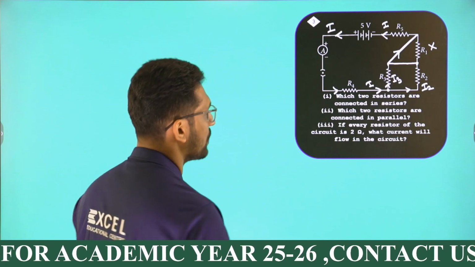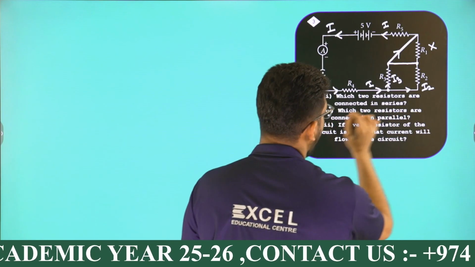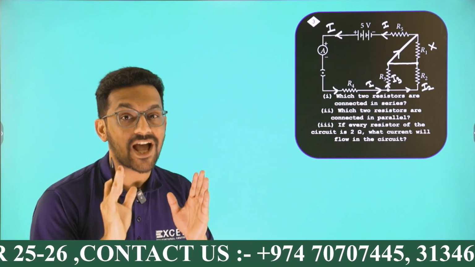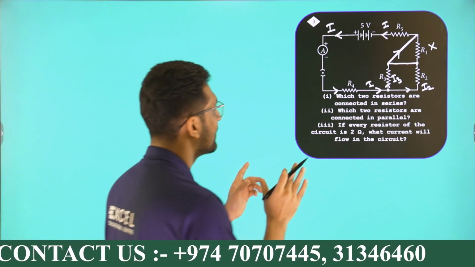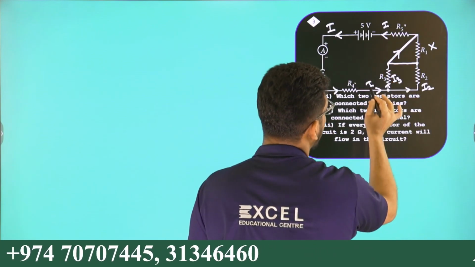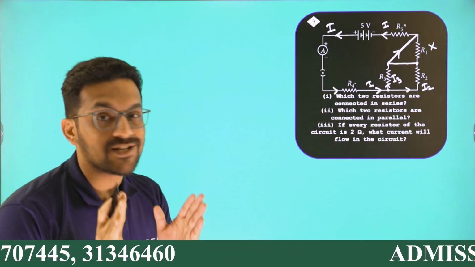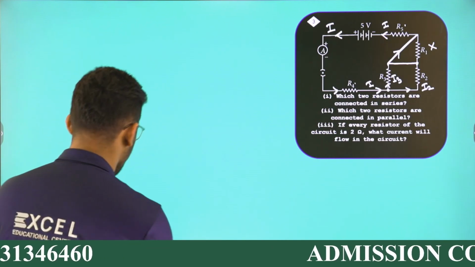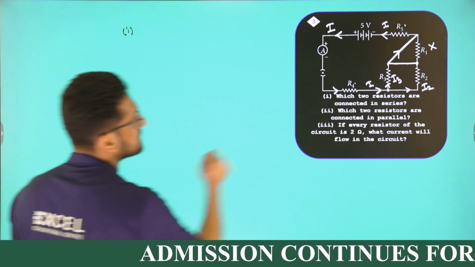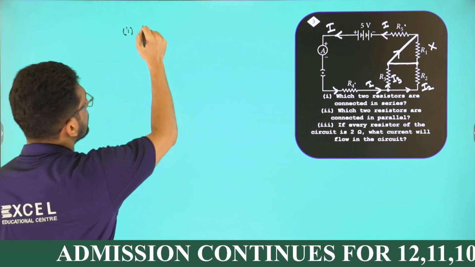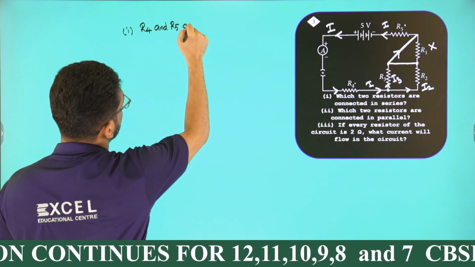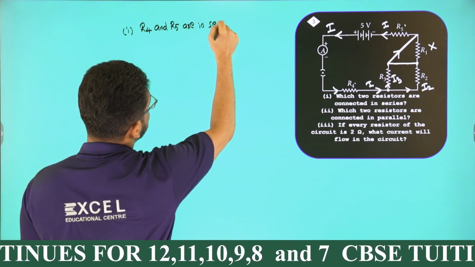Now let's answer the first question. Which two resistors are connected in series? Which two resistors have the same value of current? R5 and R4 have the same value of current, so they are in series. Understood? That is your first answer: R4 and R5 are in series.